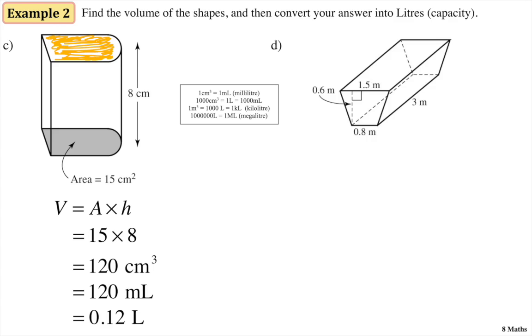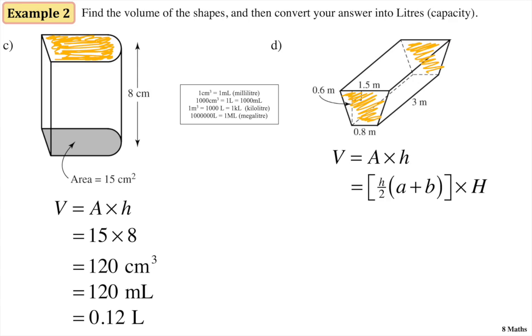Part D. This is a weird looking shape. Is it a prism? Well, yes it is, because I've got this shaded area at the front and the shaded area at the back that are the same as each other. So what is the shaded area at the front? It's called a trapezium. And there's the formula for the area of a trapezium.